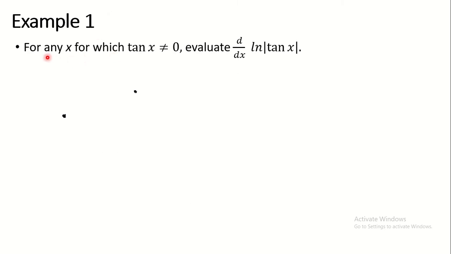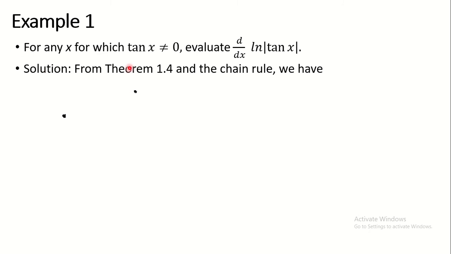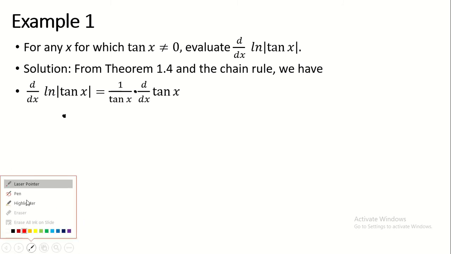So now let's have an example. It says here, for any x for which tangent x is not equal to 0, evaluate the derivative of the natural logarithm of the absolute value of tangent x. Solution: from theorem 1.4 and the chain rule, we have the derivative of the natural logarithm of the absolute value of tangent x is equal to 1 over tangent x. Okay, saglit lang, magsulat tayo.